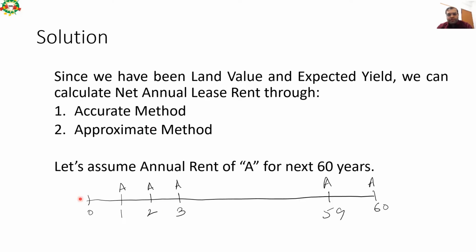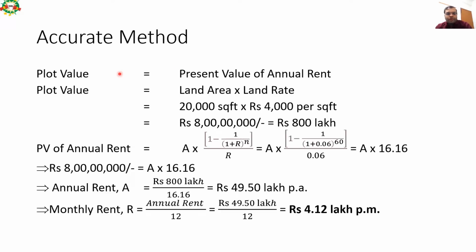In a graphical form, the lease period is 60 years, and at the end of every year, the lessor will get an annual rent of A. First year, second year, third year, and likewise 59, 60 years. So every year for 60 years, he will get an annual rent of A rupees. So what is the plot value? The plot value is the present value of the annual rent.